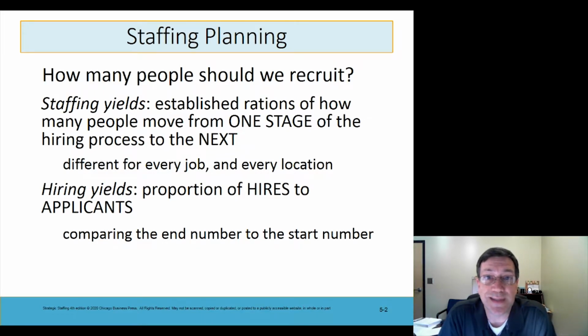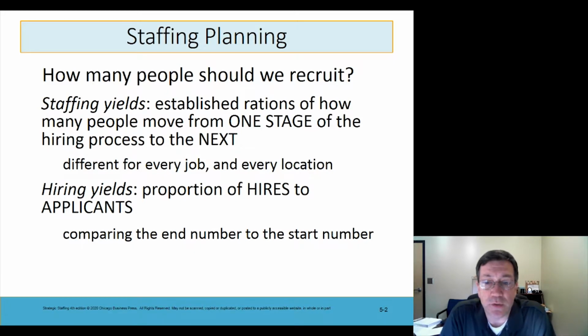Each one of those is its own unique number, like 1 to 4 or 3 to 5 or 9 to 10. Out of every 10 we have 9 move forward. Out of every 4 we have 1 that moves forward. So understand that idea of a staffing yield: the ratio or percentage of people that move from one stage to the next.